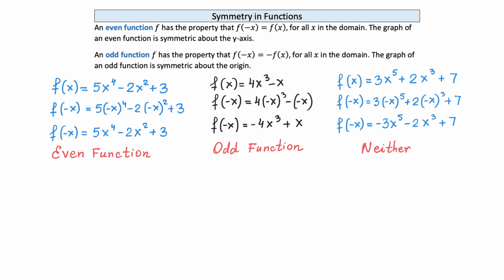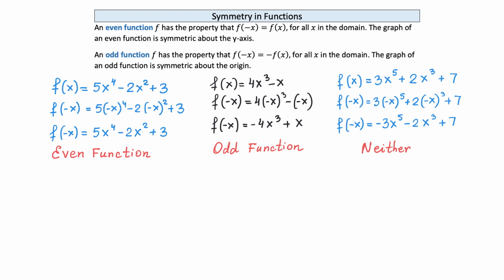So now let's review again these 3 examples. If in a function we replace x with negative x and nothing changes, the function is even. If in a function x is replaced with negative x and all the terms change the sign, the function is odd. But if we have a function and we replace x with negative x and some terms change the sign but some of them don't, then the function is neither odd nor even.